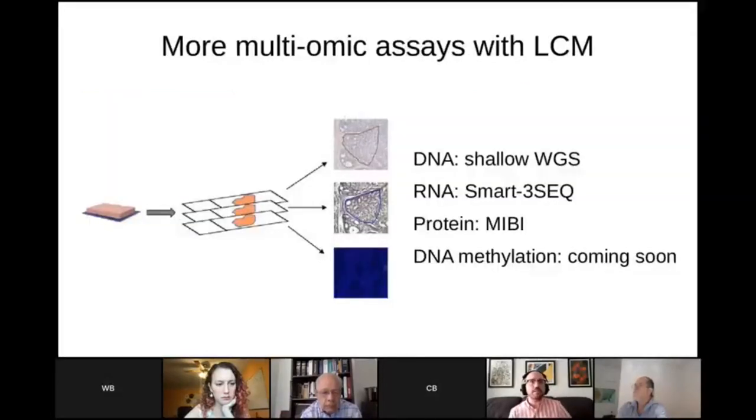And finally, we're still expanding the portfolio of multi-omic assays that we can use with laser capture microdissection. Smart-3SEQ is just a part of it. We're limited in our lab by what we can do with formalin-fixed paraffin-embedded tissue, which rules out a lot of assays. For example, ATAC-seq would have been nice, but we've become convinced that that's impossible with FFPE tissue. Instead, to look at epigenetic signal, we have a new method coming soon that studies DNA methylation. And I hope I'll have more to say about that when we meet next year in Florence.